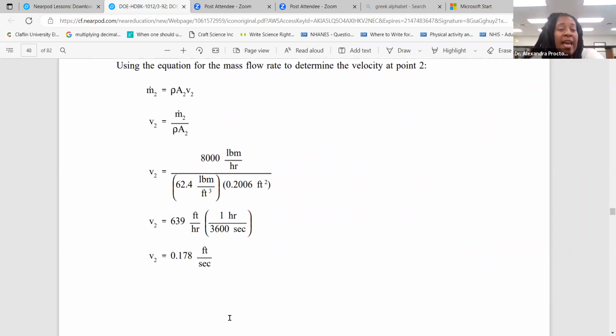V2 is equal to 8,000 pounds mass per hour divided by 62.4 pounds mass per cubic foot times 0.2006 feet squared. So V2 is equal to 639 feet per hour. And then you go from hours to seconds using a conversion factor, 1 hour is 3,600 seconds. So 639 feet per hour divided by 3,600 gives you a V2 of 0.178 feet per second.